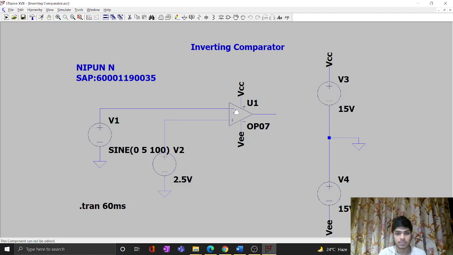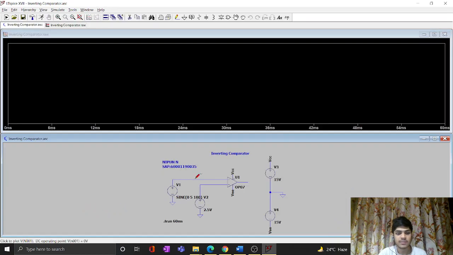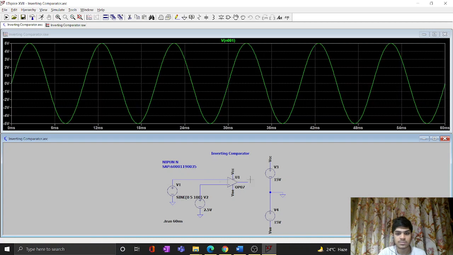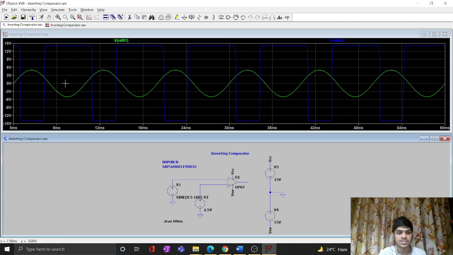that is connected to the inverting terminal of the op amp. So I'll simulate this circuit and show you how it works. I'll set the frequency, it is already set to 100, and simulate the circuit. I'll connect the input to the input side and the output. So as you can see, this is the output that we get.